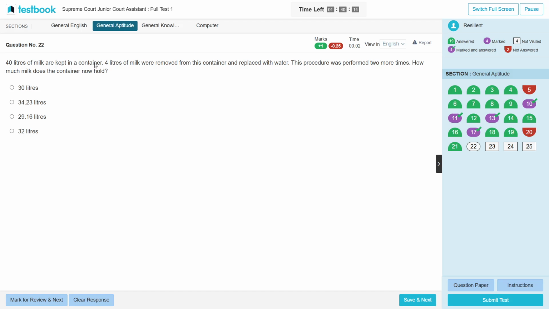40 liters of milk are kept in a container. 4 liters of milk were removed from this container and replaced with water, and the same procedure was performed two more times. So 36, 9 by 10, 9 by 10, two more times, 9 by 10.